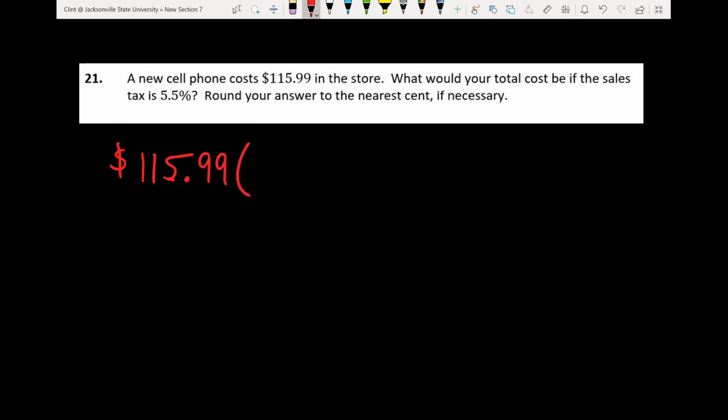The traditional way of working this one is we figure out how much the tax will be. Be careful on this one, changing the percent to a decimal. If we move our decimal place 2 places to the left, we get 0.055, that's 5.5%. If we do that in the calculator, 115.99 times 0.055, we'll say that's our tax. It says round to the nearest cent, so I'm not going to round quite yet because we're not finished. It's 6.379. I'm going to leave an extra decimal place. Then that's our tax.